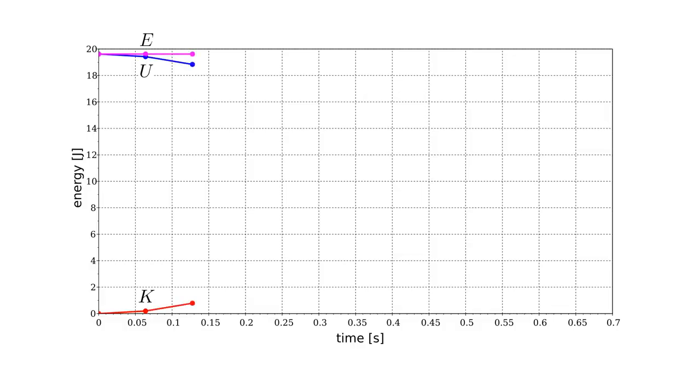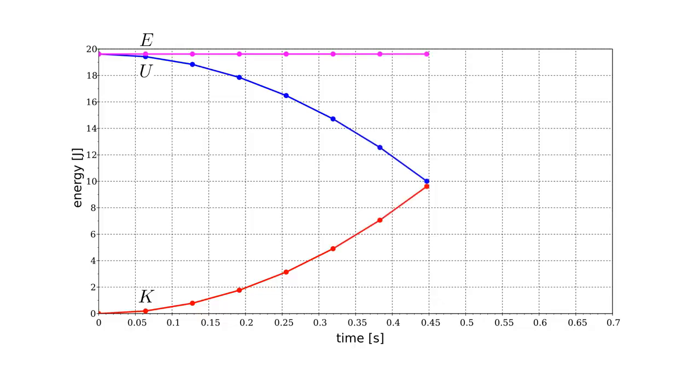As time goes on, the potential energy decreases at an ever-increasing rate, while the kinetic energy increases at an ever-increasing rate. Eventually, kinetic energy exceeds potential energy. And when the mass reaches the ground, all the energy of the system takes the form of kinetic energy. Yet the entire time, the total energy of the system remains constant.